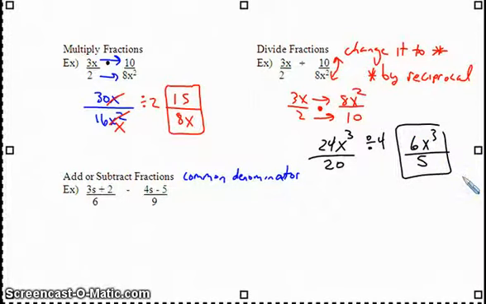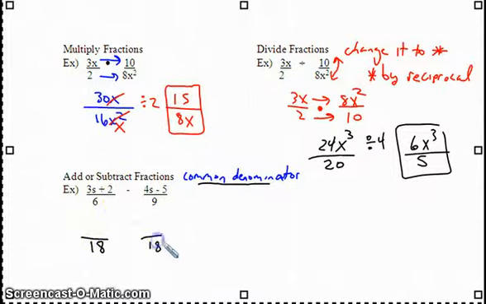And like I said, when you do multiplication and division, you do not need to have common denominators, but you need to have common denominators when you are doing addition and subtraction. So let's take a look at a subtraction problem. If I've got to find the common denominator between 6 and 9, I can think about what is the smallest number that both divide evenly into, and it's 18.